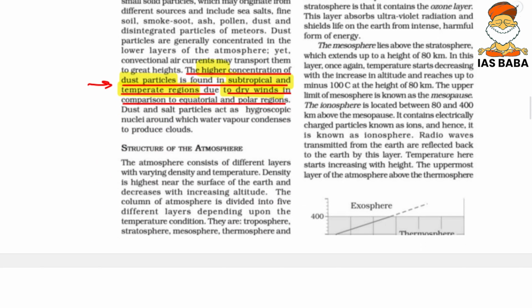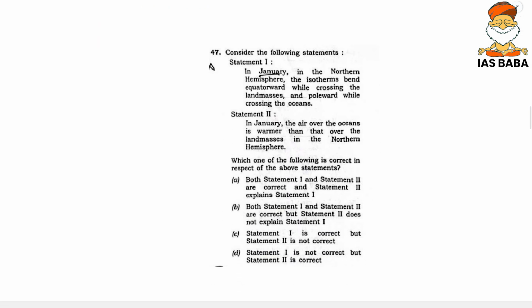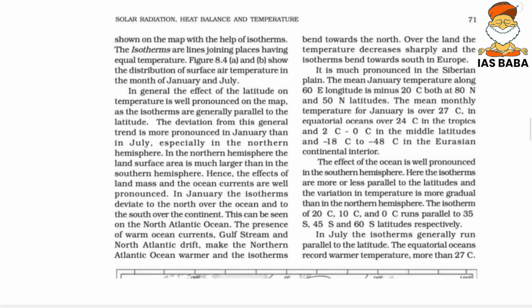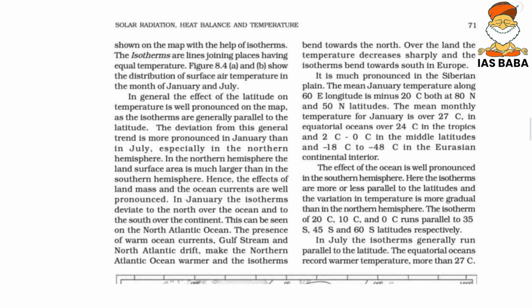The next question, question number 47, is also directly taken from the NCERT, and this is a repeated question. The similar question was asked in 2023. So let us read the statement. Statement 1 says, in January, in the northern hemisphere, the isotherms bend equatorwards while crossing the landmass and poleward while crossing the ocean. You can see this in the 11th standard NCERT, page number 71. Here in this paragraph, you can see in January, the isotherm deviates to the north over the ocean and towards the south over the continent.